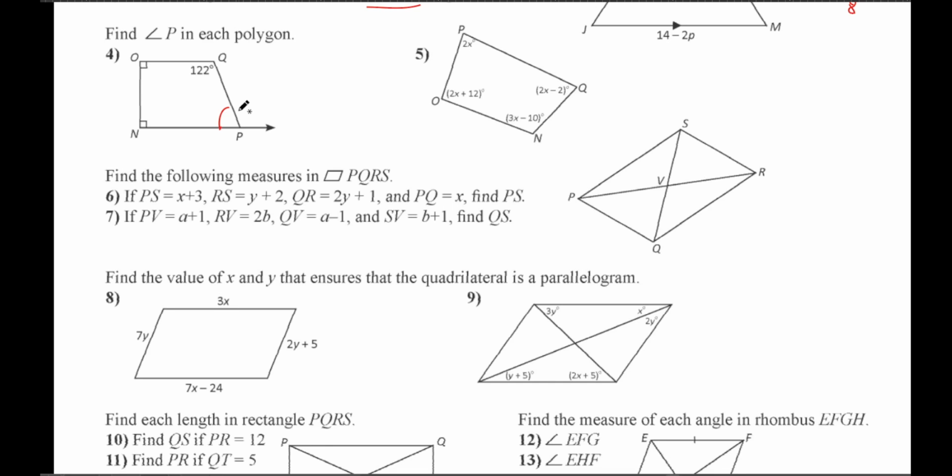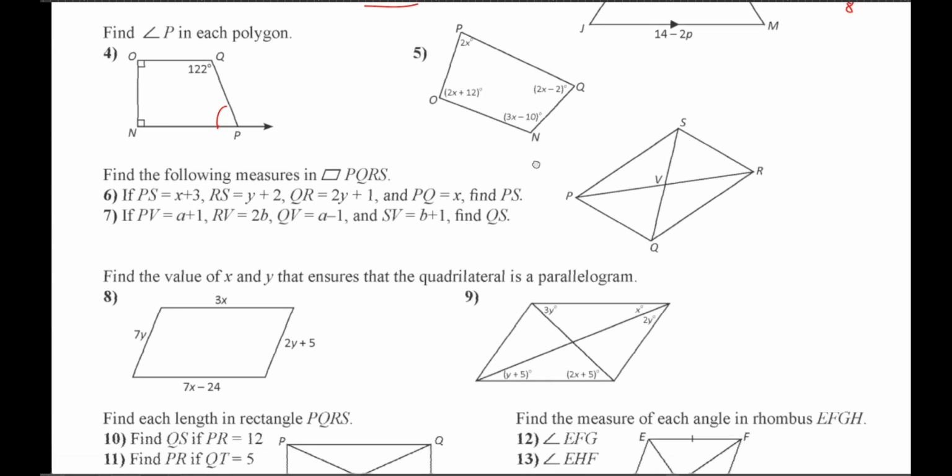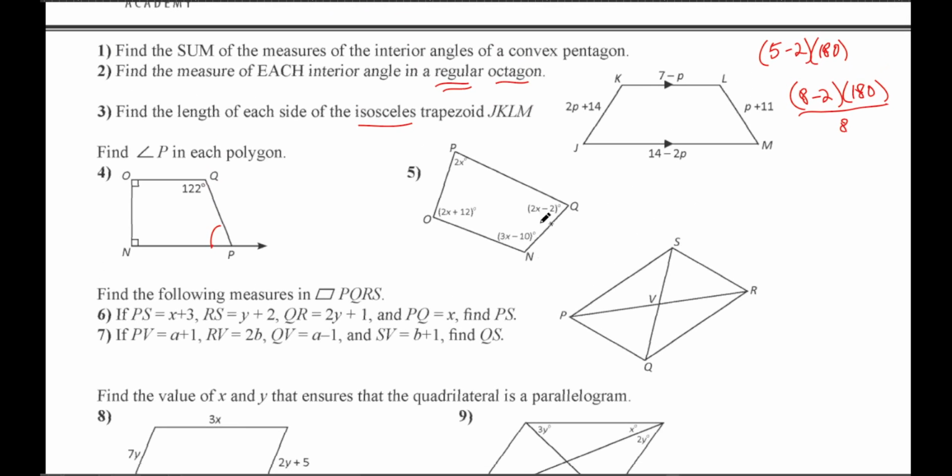Actually, I do have my answers here, so I'll tell you what, I will write the answers down. All right, so this one was 540, and this one was 135. This one right here, it says find all the sides. So this was 8, this was 8, this was 10, and this was 20. Okay, so that's all the sides.